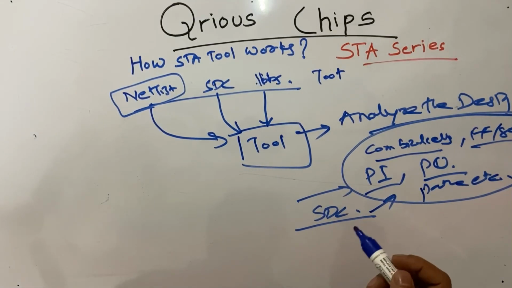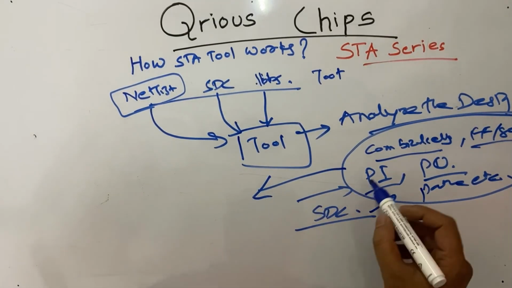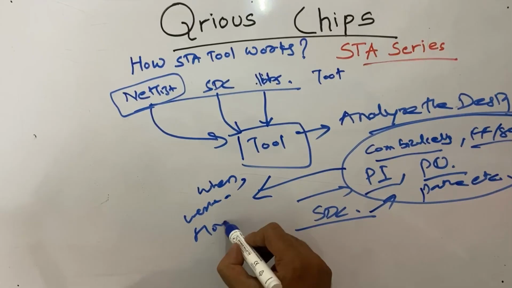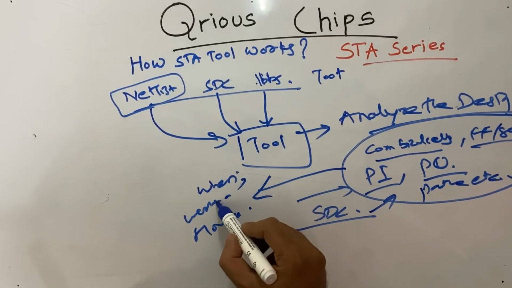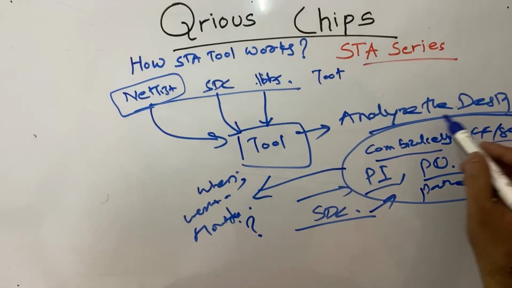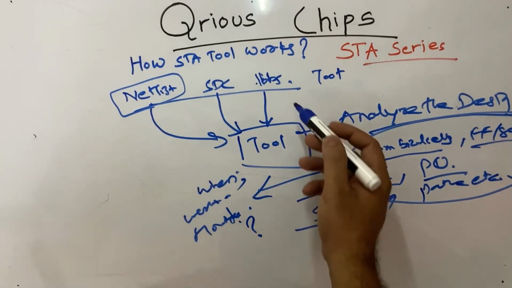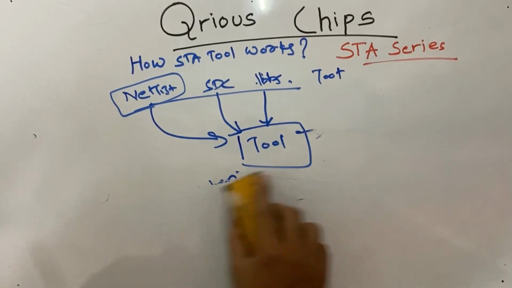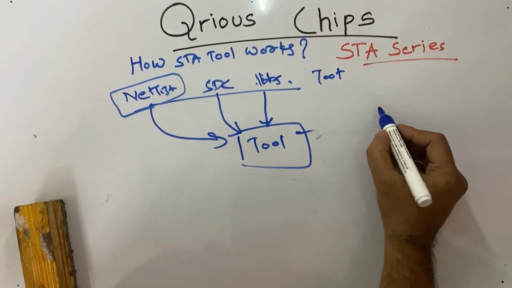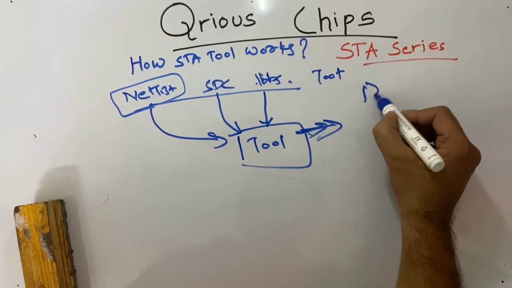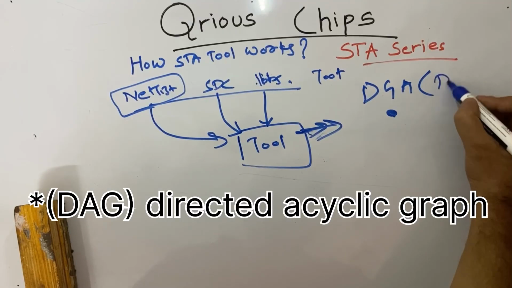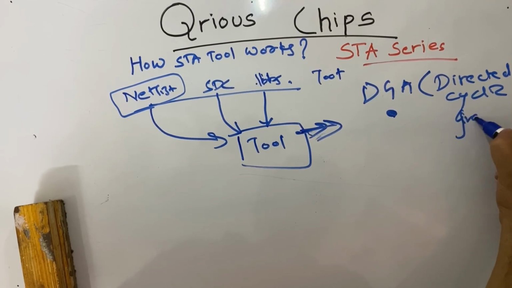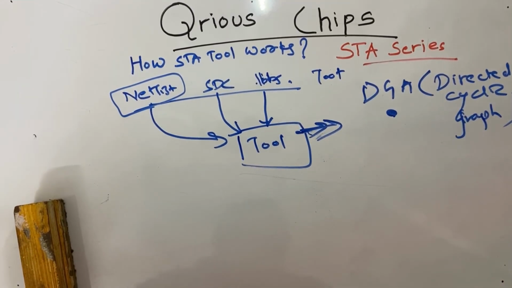Okay, but how does the tool know when to apply, where to apply, and how to apply the constraints on the design, and what to take from the libs? So for that, when the tool understands the design, it turns the design into a DAG. What is this? Directed cyclic graph. Directed cyclic graph. What does it mean?